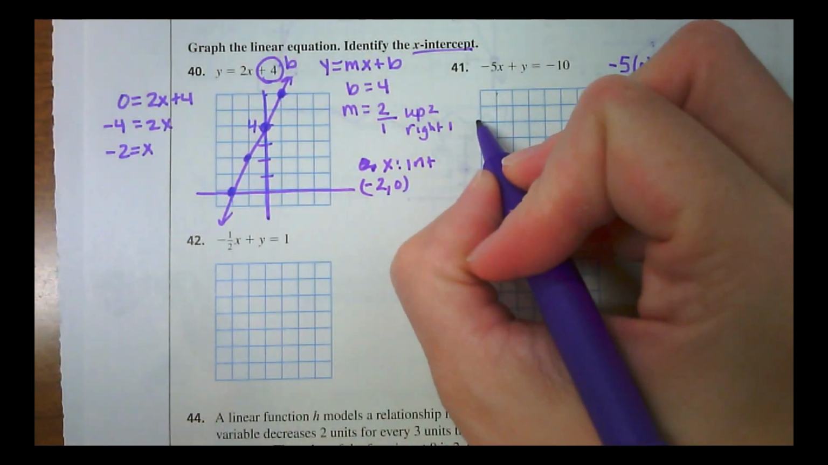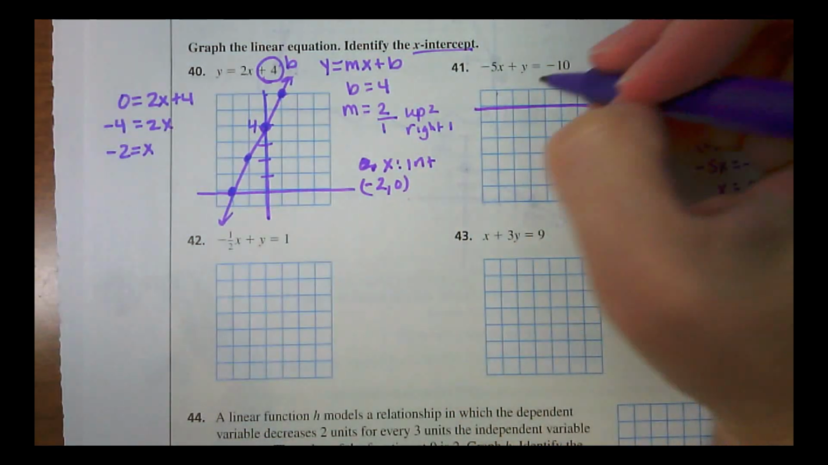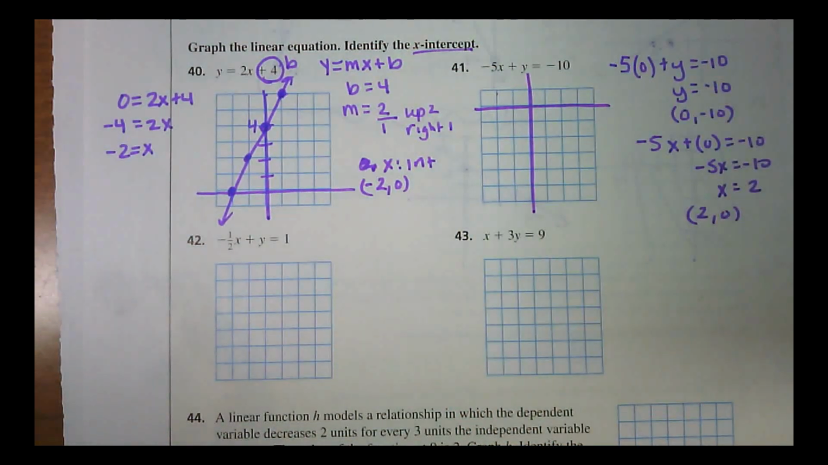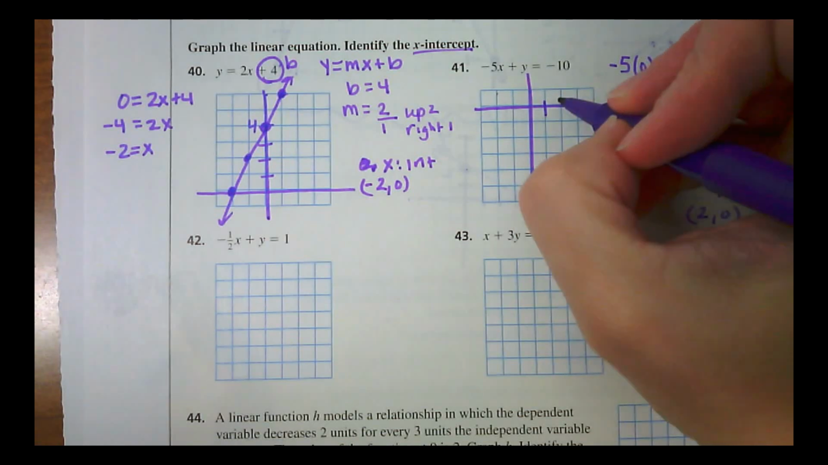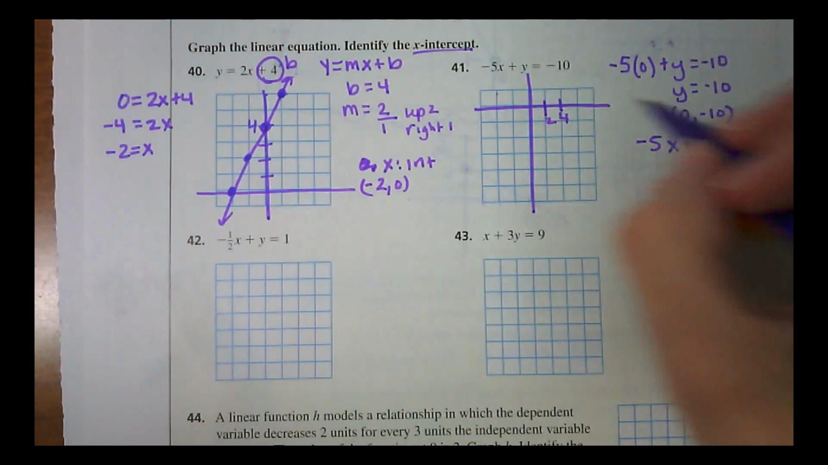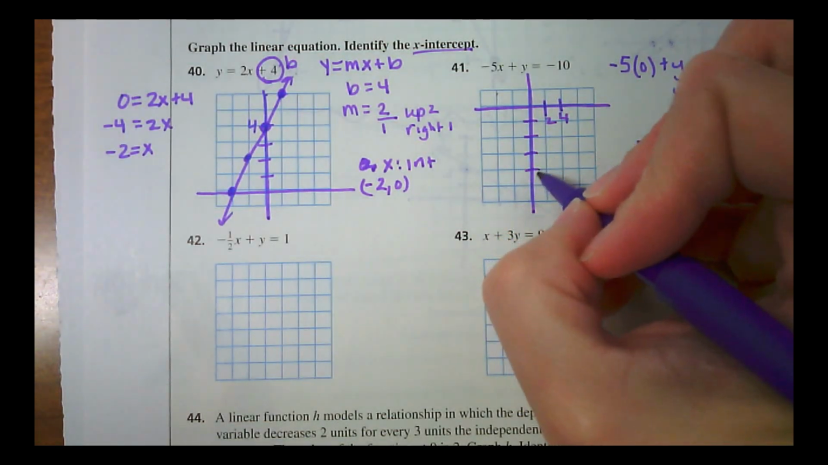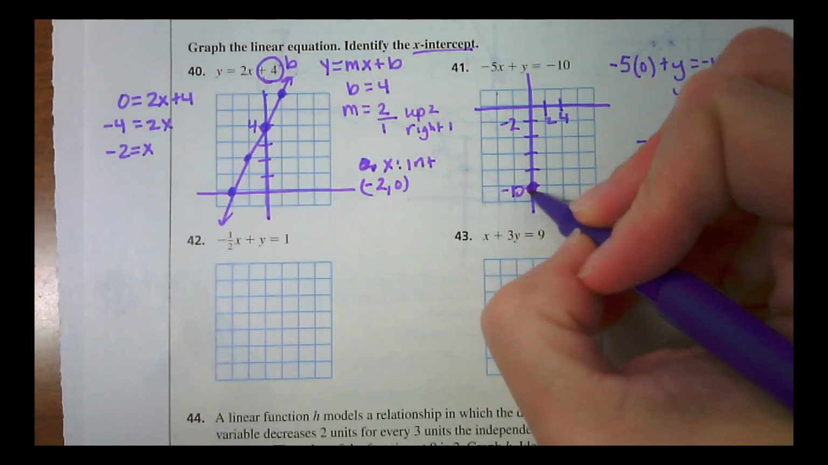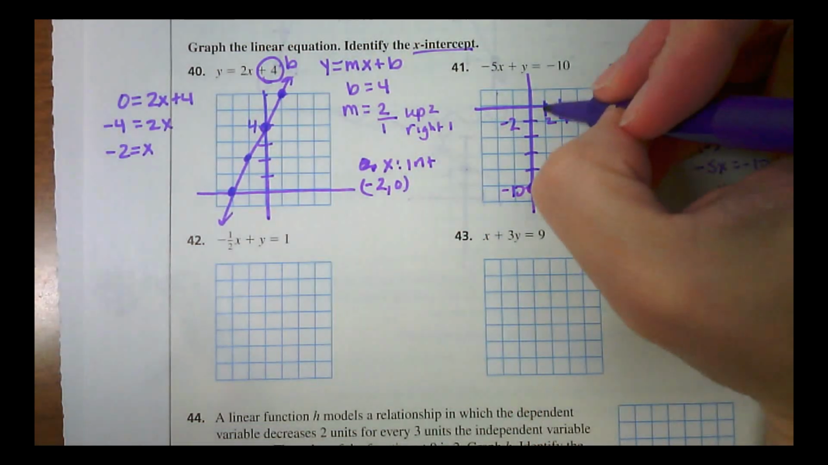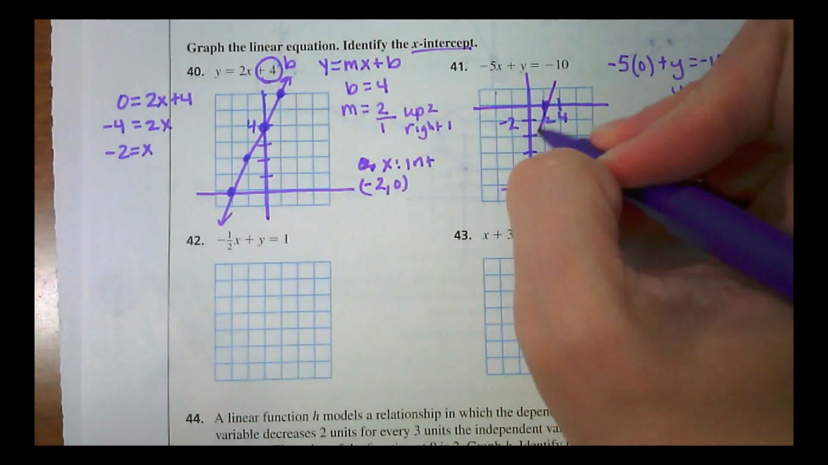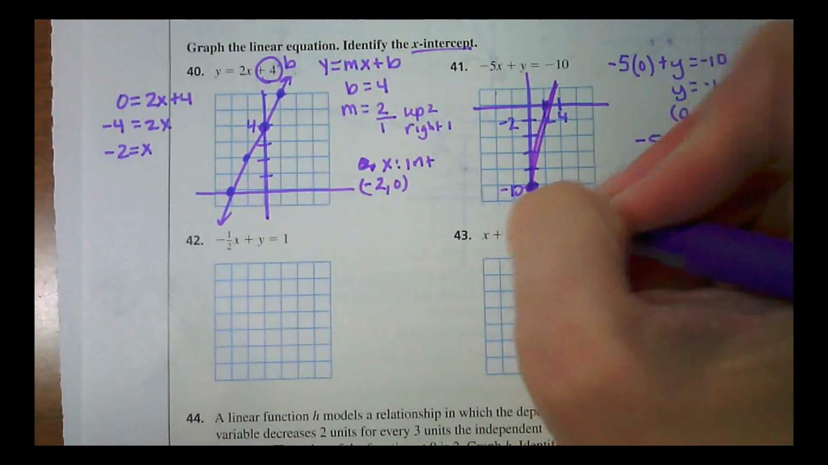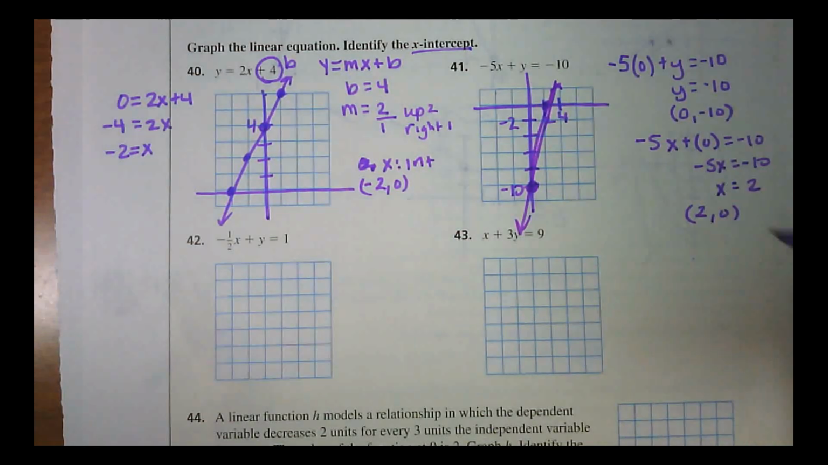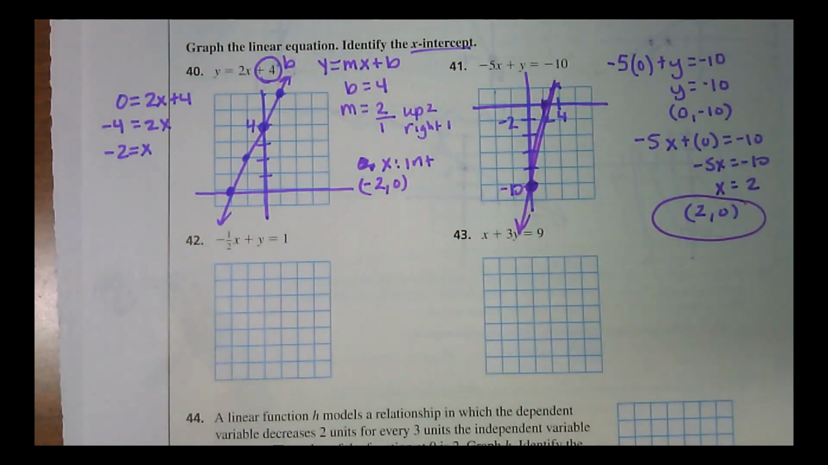So I'm going to graph kind of up here, and I'm going to count by 2's. So I've got negative 10 down here, and I've got positive 2 up here, and then I'm going to connect these. And it says, what's my x-intercept? So my x-intercept is 2.